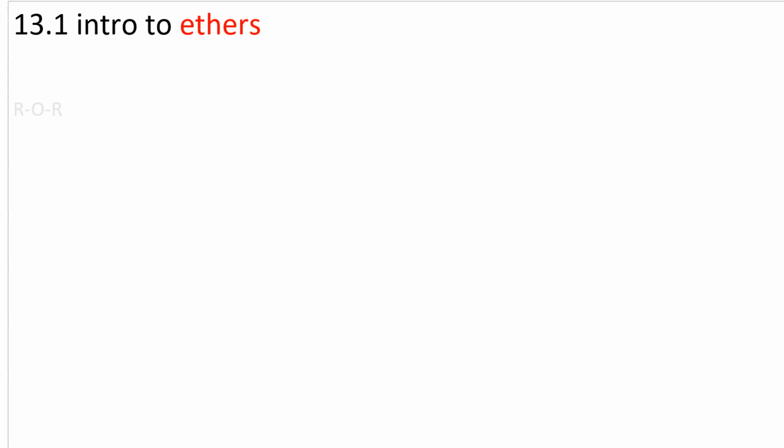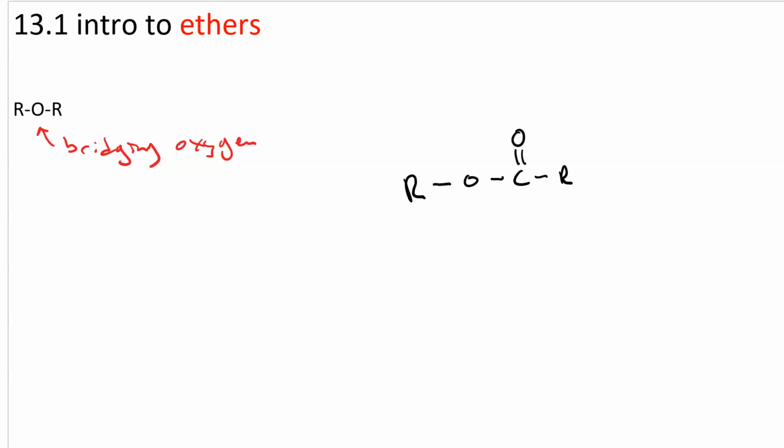Introduction to ethers. Ethers contain a bridging oxygen between two R groups. However, when you have a bridging oxygen next to a carbonyl, this is not an ether, this is an ester. Be able to spot the difference.